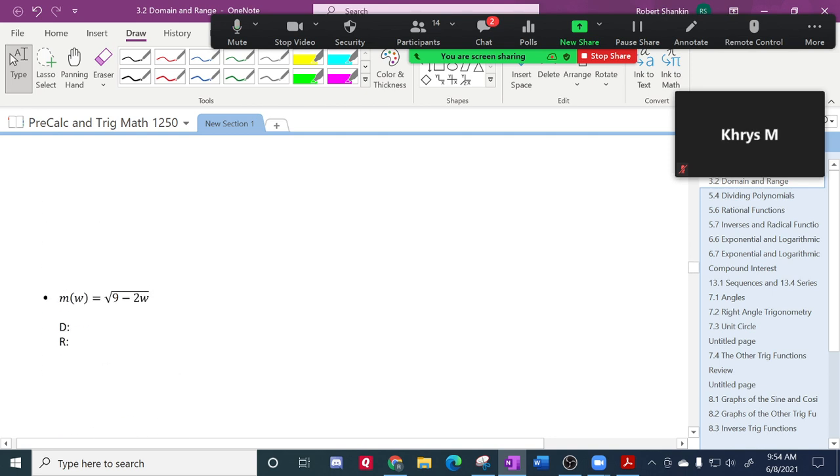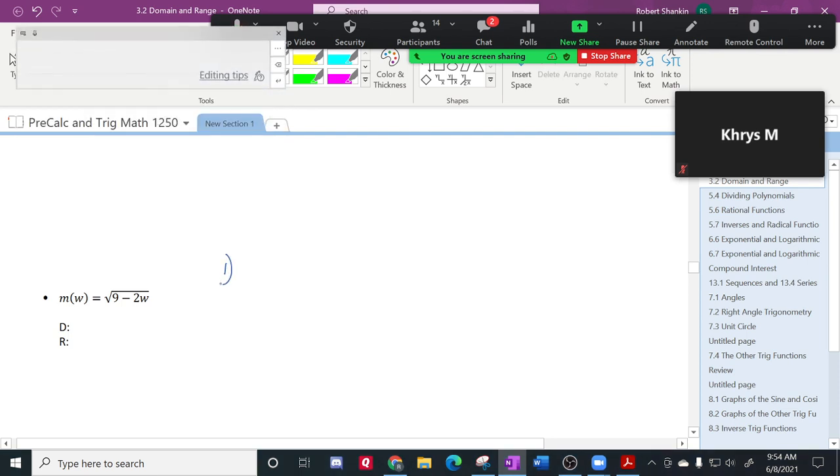So we have this one. To figure out the domain and the range on this. And I'm going to have you do it two ways. Method number one is by trial and error.